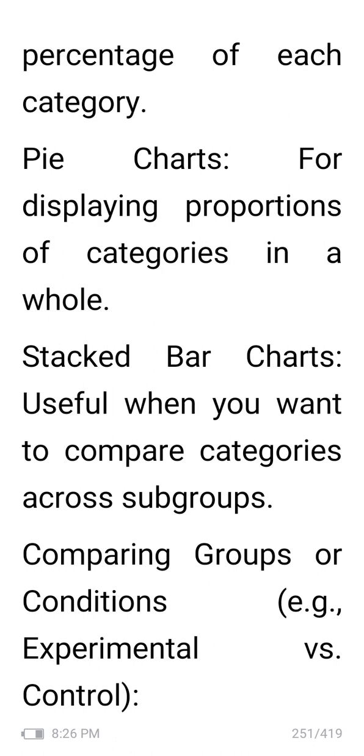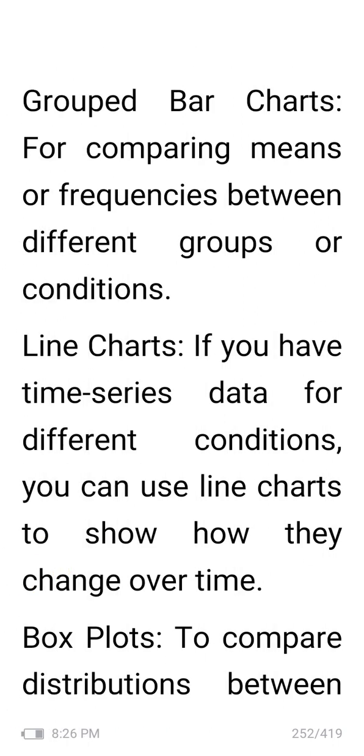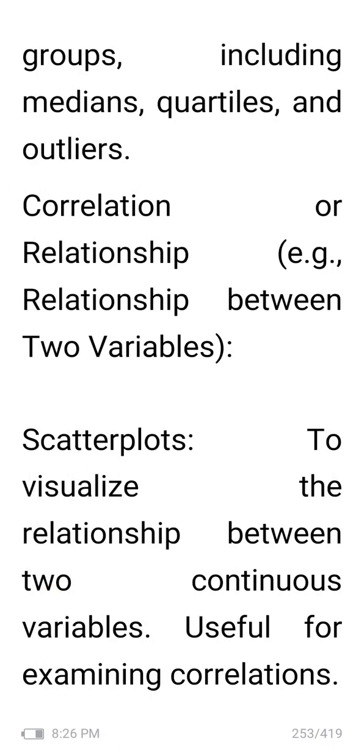Then comparing groups or conditions, for example, experimental versus control. So grouped bar charts for comparing means or frequencies between different groups or conditions. Then line charts: if you have time series data for different conditions, you can use line charts to show how they change over time. Then box plots to compare distributions between groups, including medians, quartiles and outliers.